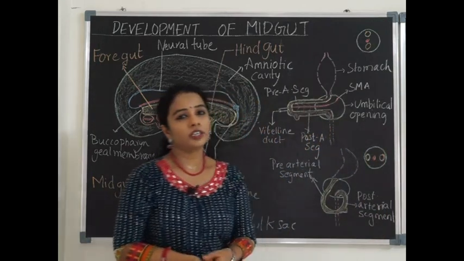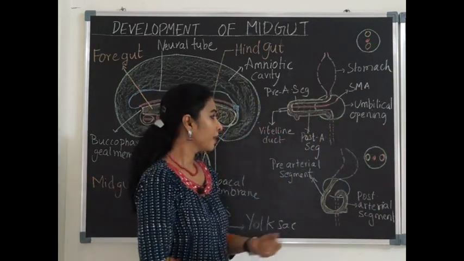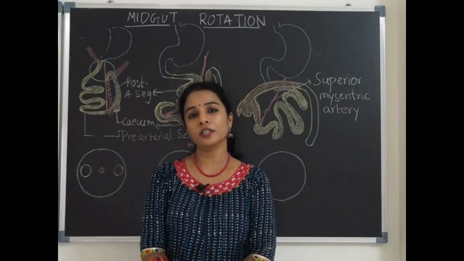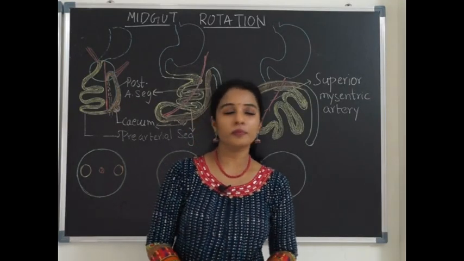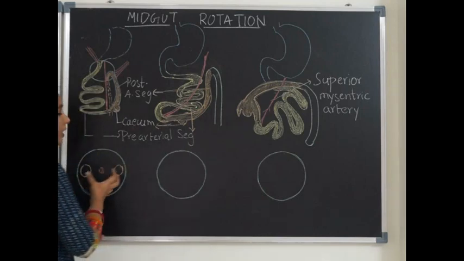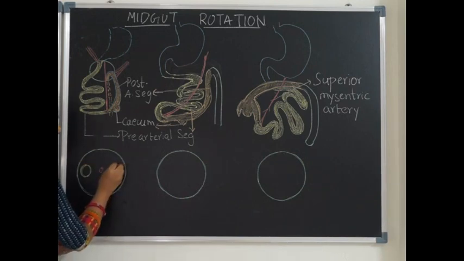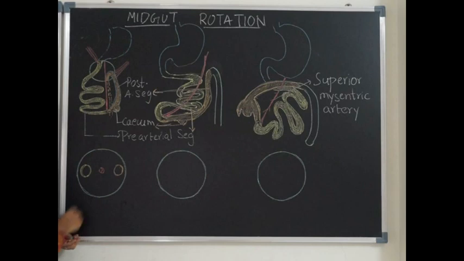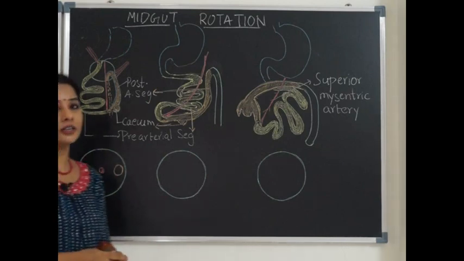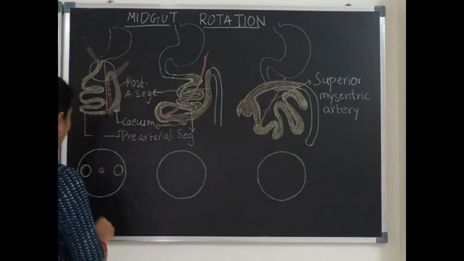So this rotation happens outside the abdomen. The midgut is lying outside the abdomen, growing enormously, where after 90 degrees of rotation we are seeing the pre-arterial segment on the right side and the post-arterial segment on the left side, and in between the superior mesenteric artery is present. So this rotation had happened 90 degrees anti-clockwise.